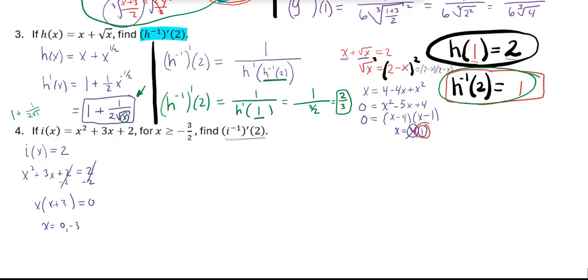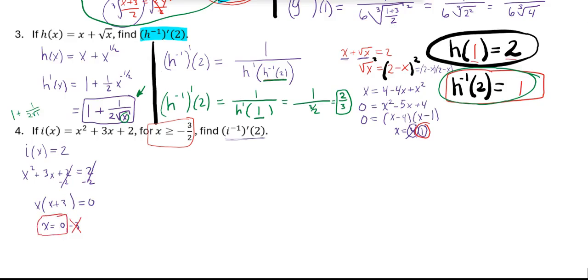Now, notice I have some extra directions in here. If I of x is this, for x greater than or equal to negative 3/2, well, negative 3 is not in that domain, so we're going to cancel that out as a possible solution, thereby realizing we want the value of x to be 0.